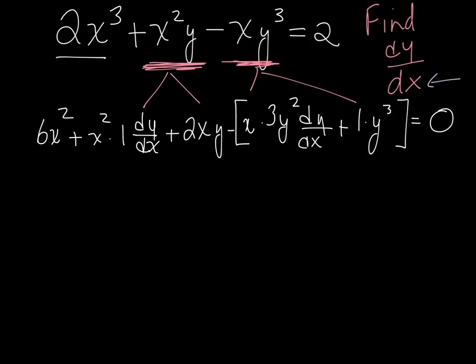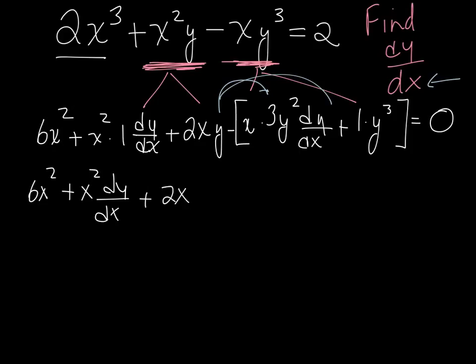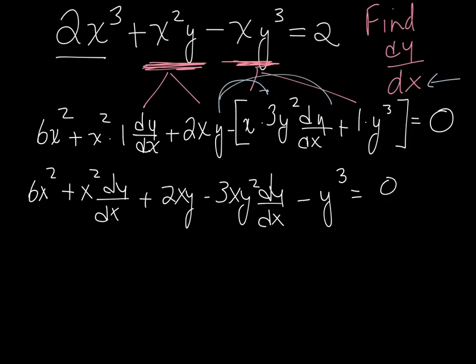The next step is I'm just going to distribute this negative sign. So I'm going to have 6x squared plus x squared dy/dx, put that together, make it look a little better, plus 2xy minus 3xy squared dy/dx. I'll just move the x inside. And then minus y cubed because I'm distributing that negative sign.